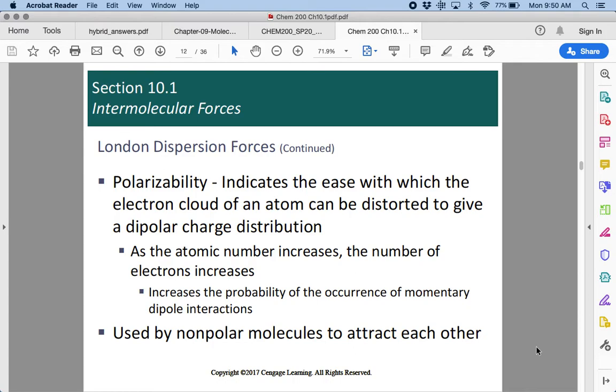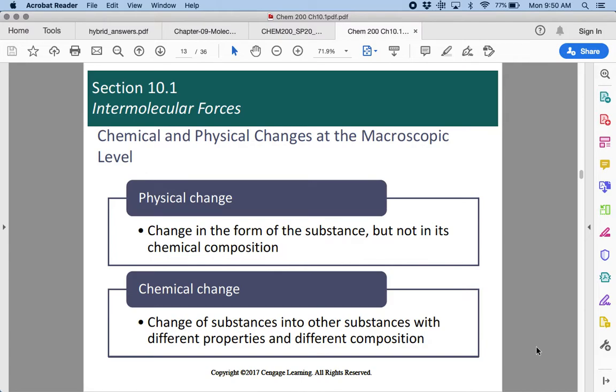Again, when we're dealing with London dispersion forces, the big thing you need to talk about here is that we have a non-polar compound. Everything has London dispersion forces. All molecules have it. But the important thing is that non-polar molecules, this is the only type of intermolecular force they experience. So let's think about this for a second.